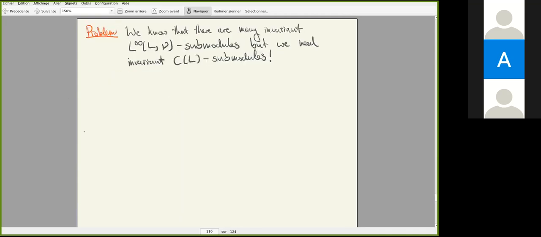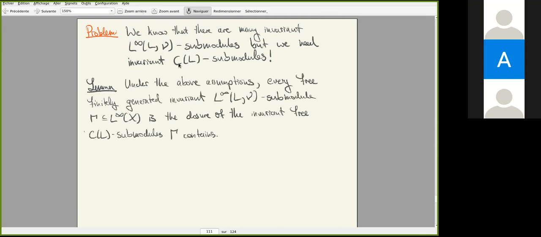So here's the problem. We know that there are many invariant L infinity of L nu submodules, but we need invariant C of L submodules with respect to a smaller subalgebra. Okay, and you can prove a lemma that under the above assumptions, every free finitely generated invariant submodule with respect to L infinity of L, so we have such a submodule gamma, is the closure of C of L submodules it contains, which are finitely generated and free and all of that.